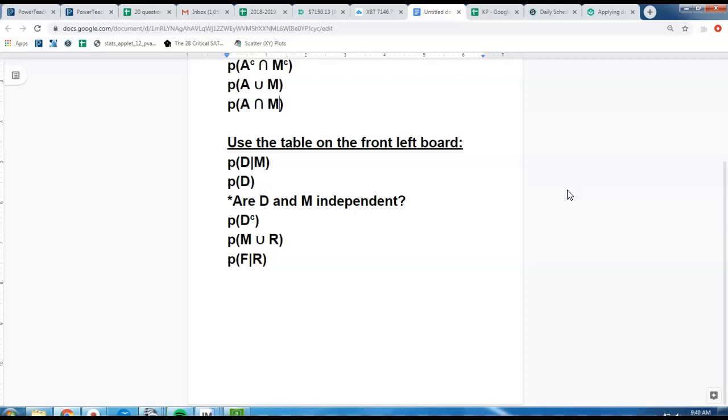And then F given R, so female given Republican, so I'm only looking at Republicans. So I'm only looking here. How many Republicans are there? 90. How many of them are female? 40. 40 out of 90. It's a handy little thing to cover up.